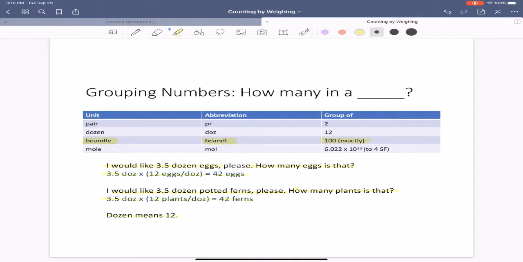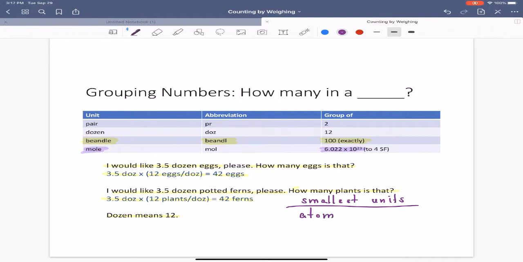Dozen means 12. And in the same way, mole means 6.022 times 10 to the 23. That large group of what? Anything. You can have a mole of anything. What sort of things are we going to count? What sort of smallest units? We're going to begin with atoms.